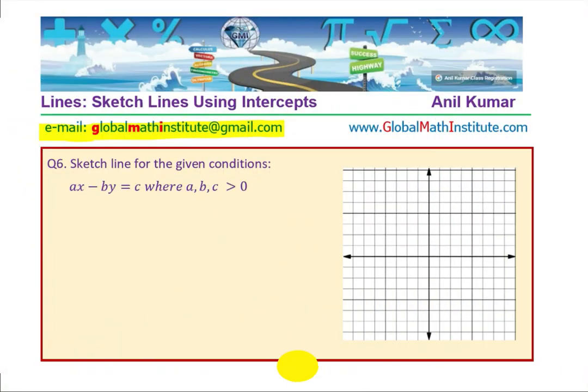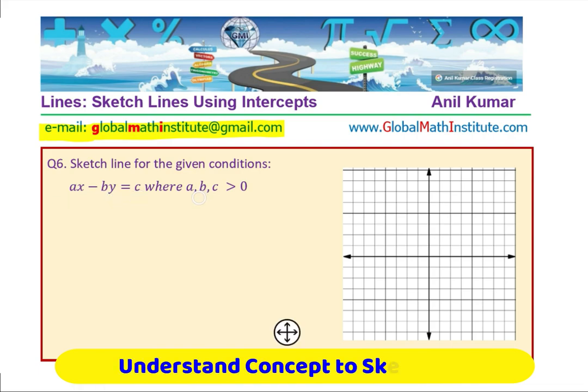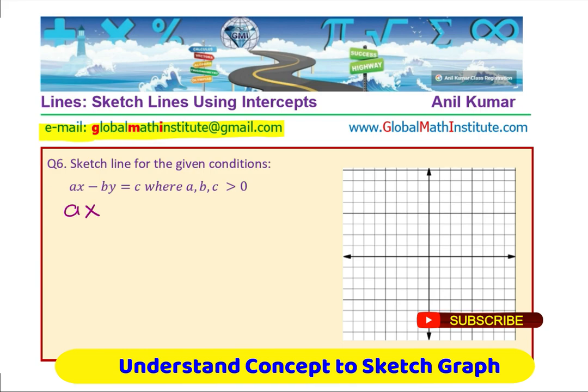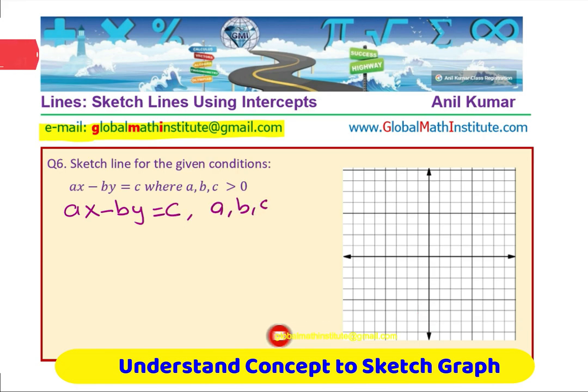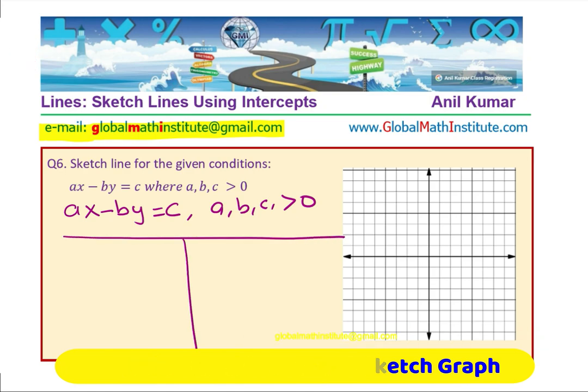Let us now look into graphing of these equations. We are working with ax minus by equals c, where all are positive, right? So once again, the equation is ax minus by equals c, and a, b, and c are all greater than 0. Now, to sketch this, we need to find x and y intercepts. So let us find the x-intercept and y-intercept.